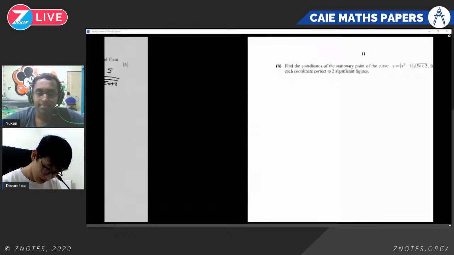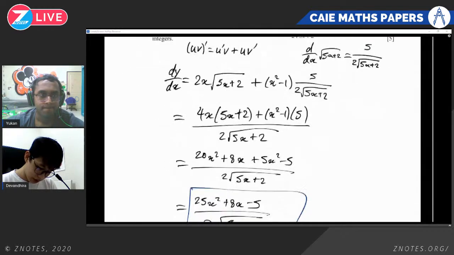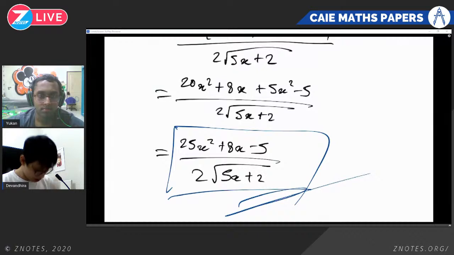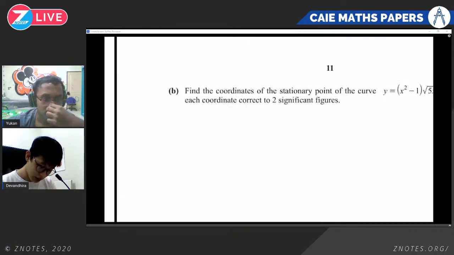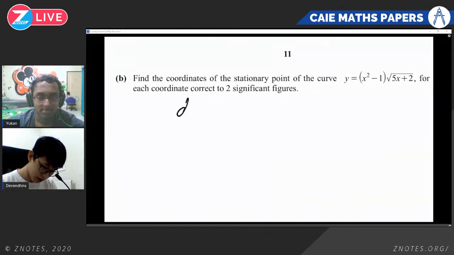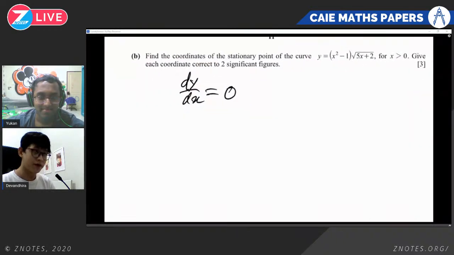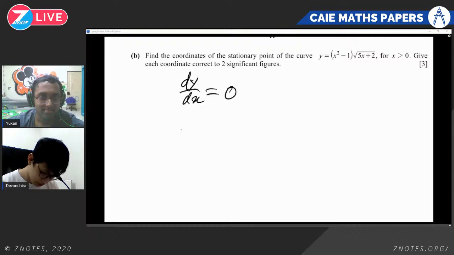All right, next question. Find the coordinates of the stationary point of the curve of the same function for x greater than 0. Give each coordinate correct to 2 significant figures. Okay, sure. So we found the dy/dx. Why do we need dy/dx? Because we're looking for a stationary point. That means we would have to find dy/dx equal to 0, correct? All right, so let's do that.